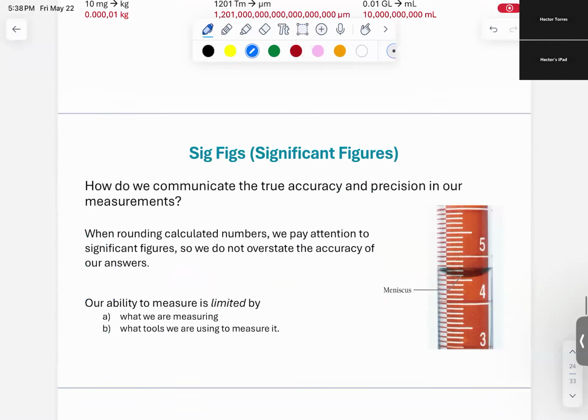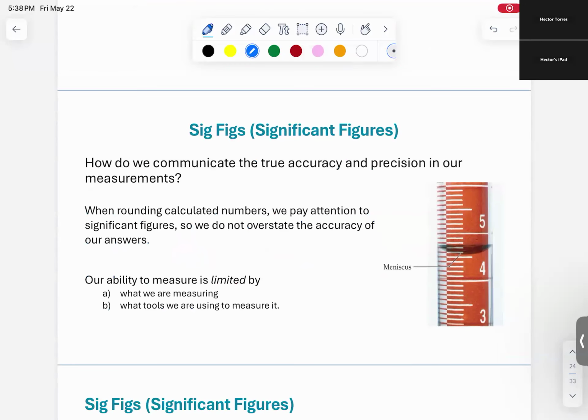Okay. Now, the next topic is going to be sig figs. So I'm not going to cover this one too thoroughly, just because this one will not be tested on. This one you'll use a little bit in lab, so we're going to go over it, okay?